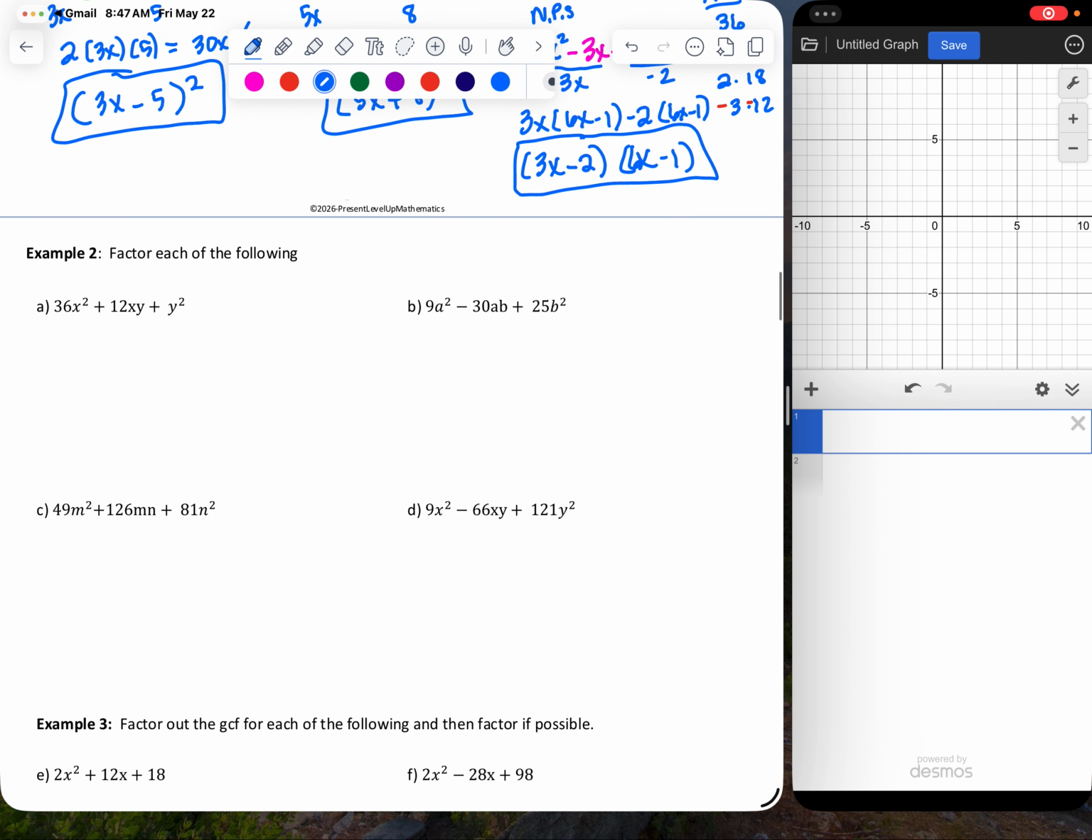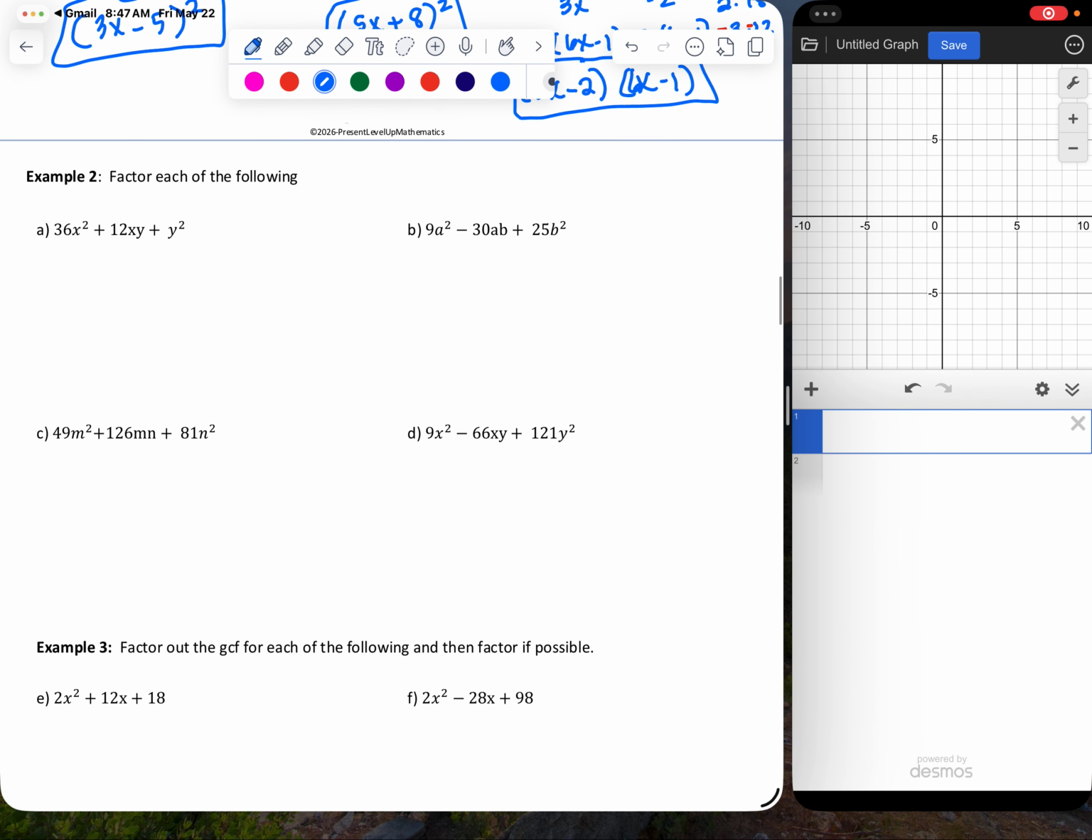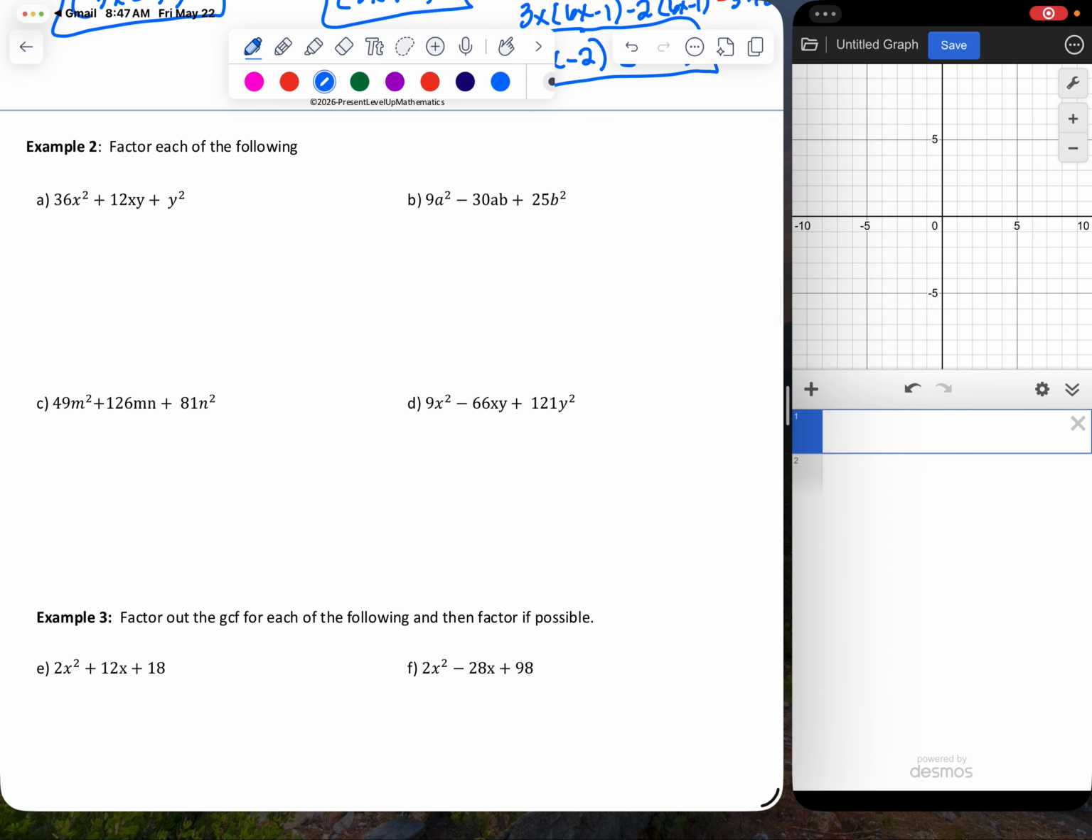All right, problem 2. Example 2, let's look at trinomials that have more than one variable. These are actually usually a little bit easier, even though they look like they might be harder. So we have 36x squared plus 12xy plus y squared.